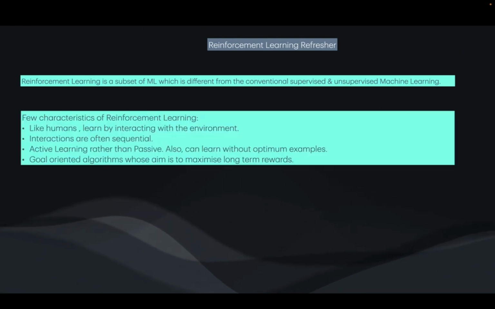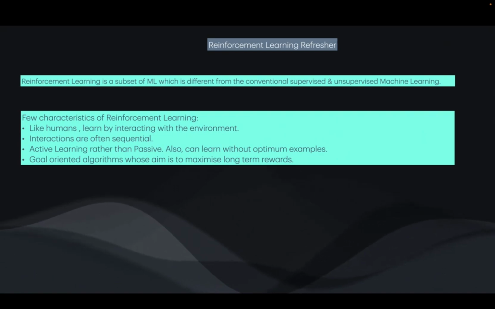First, reinforcement learning is a subset of ML, which is different from conventional supervised and unsupervised machine learning, right? A few of the characteristics of reinforcement learning: like humans, the reinforcement learning algorithm also learns by interacting with the environment, right?